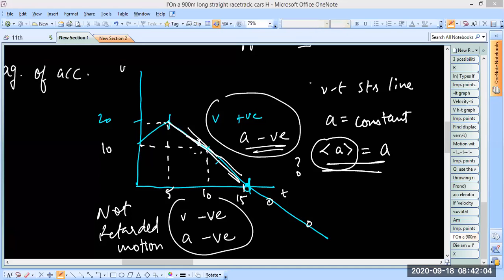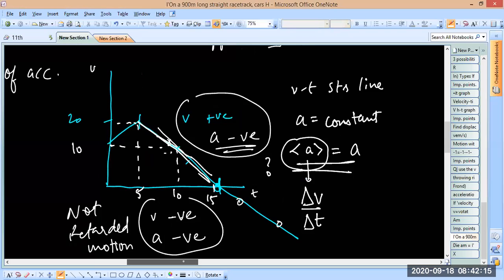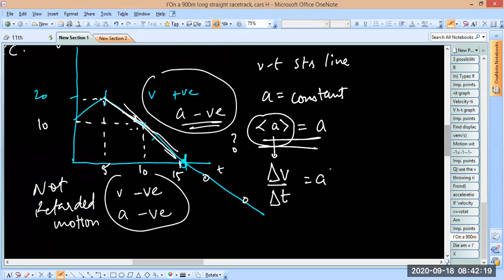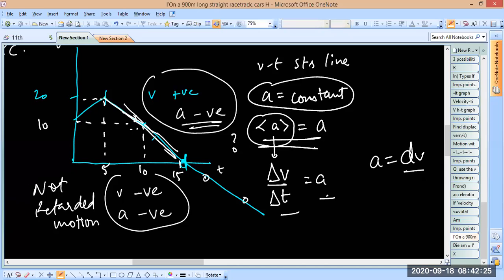Okay, the correct answer is, if you want to find average acceleration, it is delta V by delta T, right? Delta V by delta T. So let's use it here. Let's put the value. See, again, I'm telling you that we are getting it like this because acceleration is constant. Otherwise, the general way to get acceleration is dV by dt, right? Okay, so don't forget that.